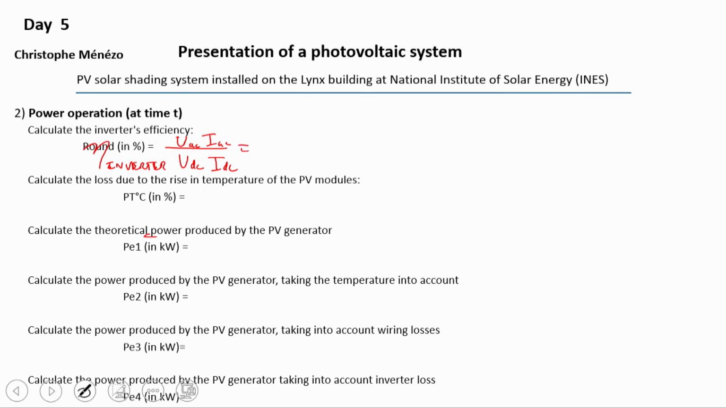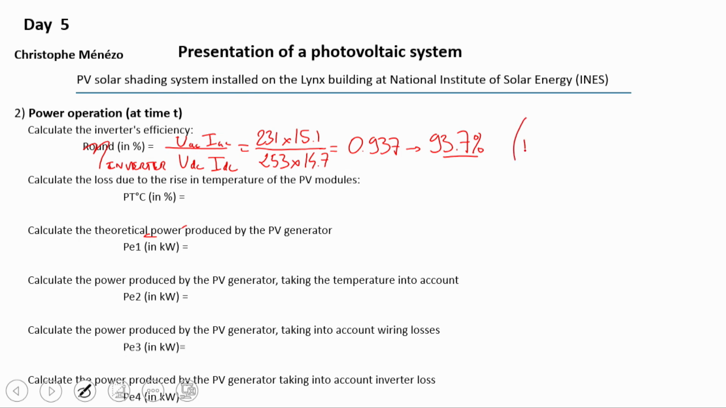So it is 201 multiplied by 15.1, divided by 253 multiplied by 14.7. And here we found 0.937. That means 83.7%.